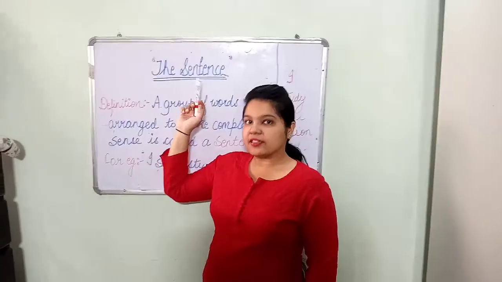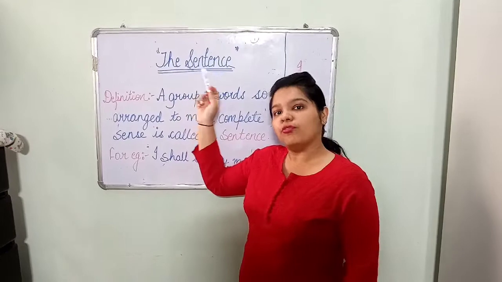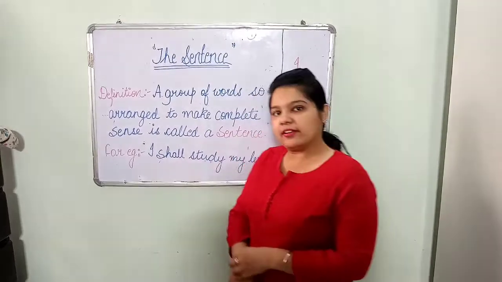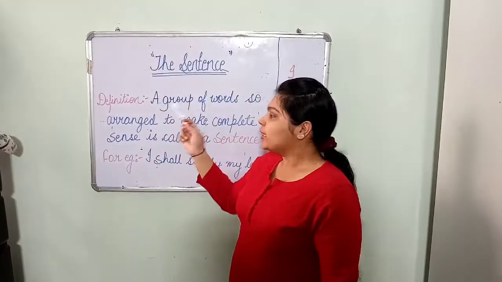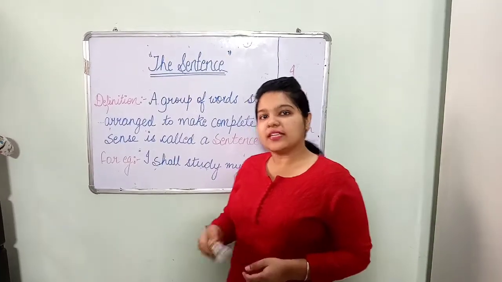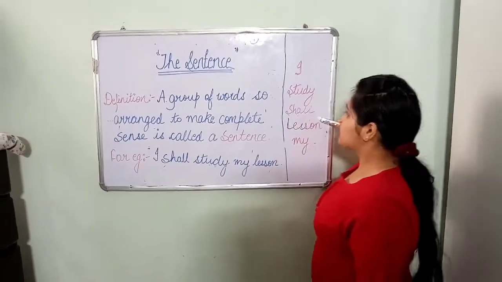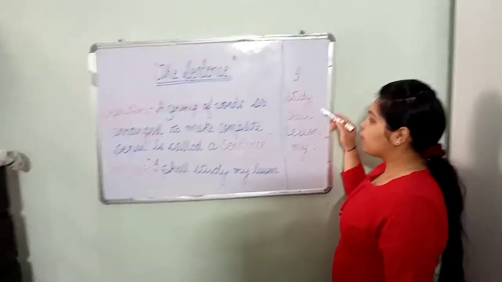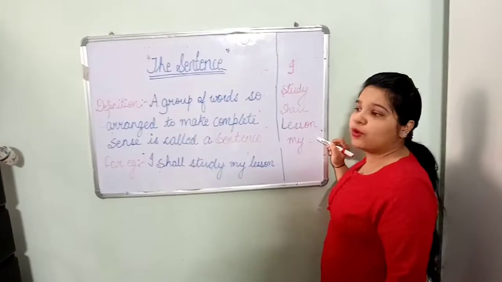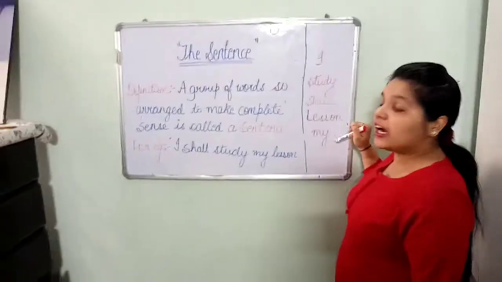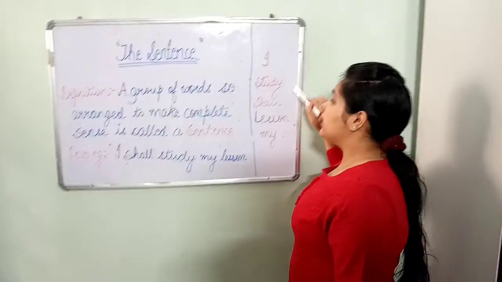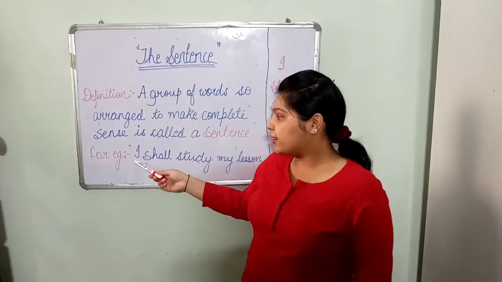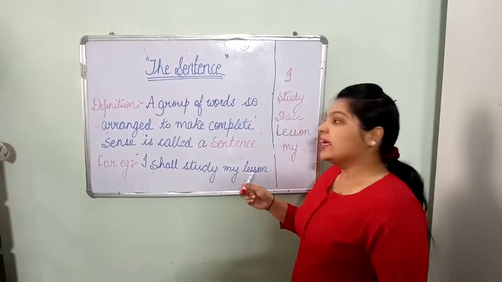What is a sentence? A sentence is formed with a group of words. We all need words to express what we have in our mind. So, by combining all these words, we form a sentence. If we have these words: I, study, shall, lesson, my, these are different words, but are they making sense? No, because they have not been arranged properly. If we arrange them properly, then it will surely make sense. Like, I shall study my lesson.